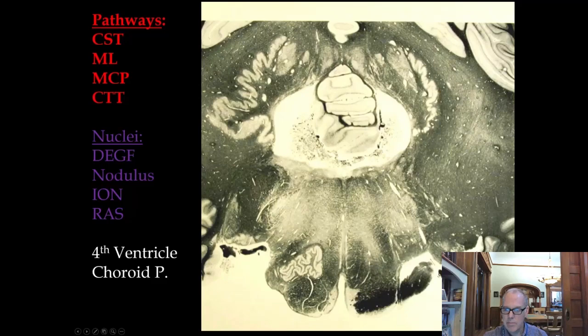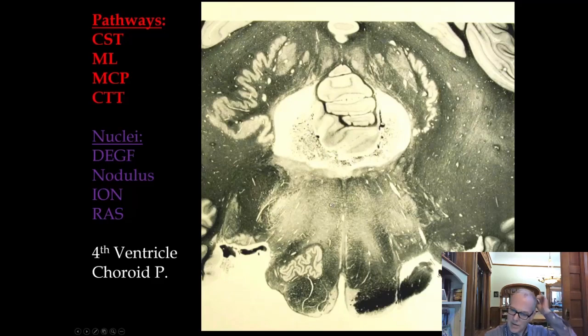Another part of the cerebellum is seen here. This is the nodulus. So the flocculonodular lobe, we'll discuss, has a very important role in terms of eye movements and the vestibular system. And so the nodulus is right here in the midline projecting into the 4th ventricle, which is right here. And again, we still see some choroid plexus here.